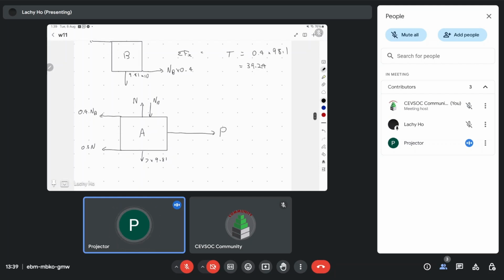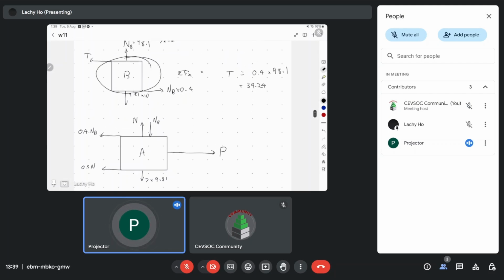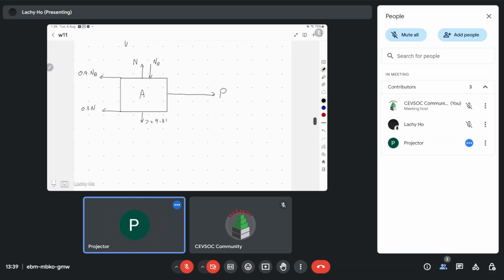Can you explain why there is NB going down? Why is it going down? Yeah, this is basically the weight force of B itself. Oh yeah, because it's coming right. Yeah, that makes sense. Okay, cool. So now let's solve this diagram.